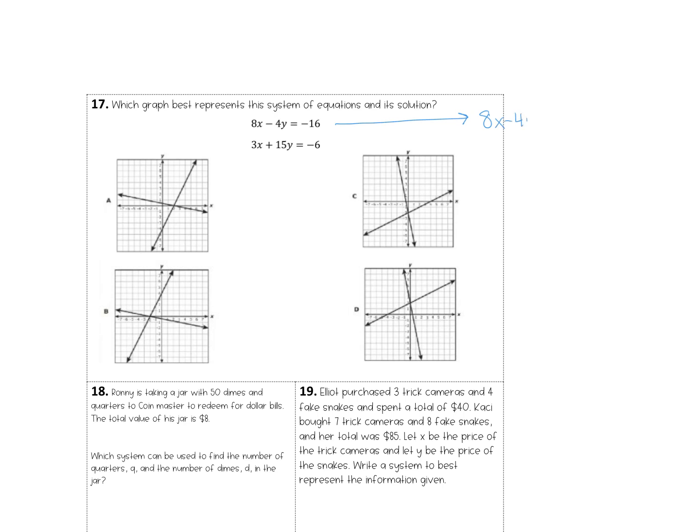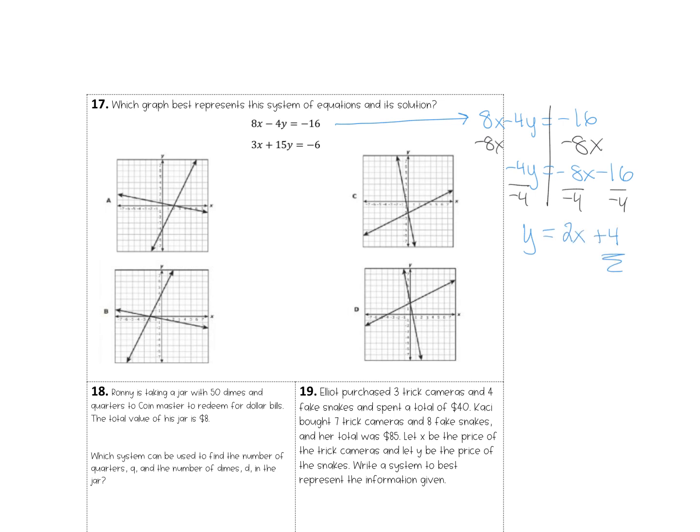8x minus 4y equals negative 16. I have to get y by itself, so I'm going to minus the 8x away. Negative 4y equals negative 8x minus 16. Divide everyone by the negative 4. Y equals, a negative divided by a negative is a positive, 2x plus 4.